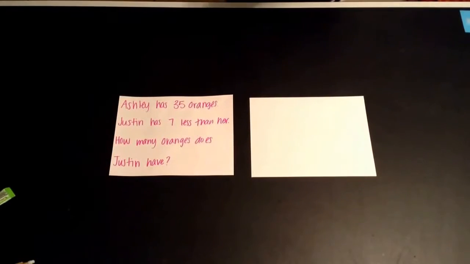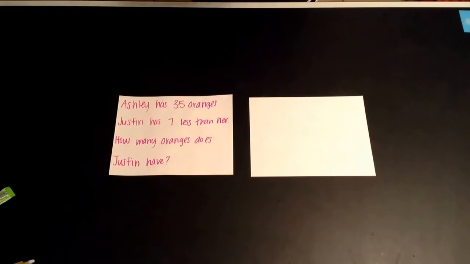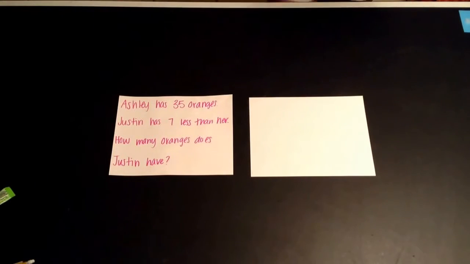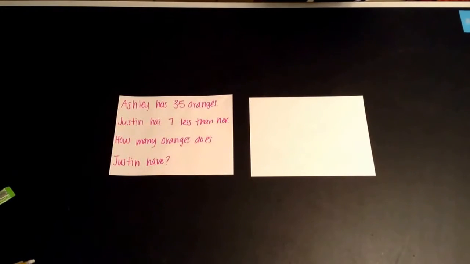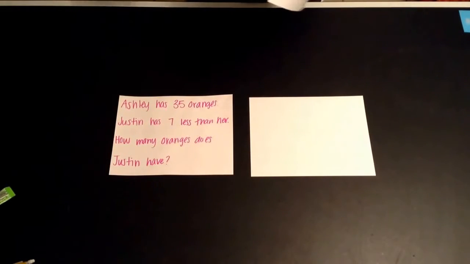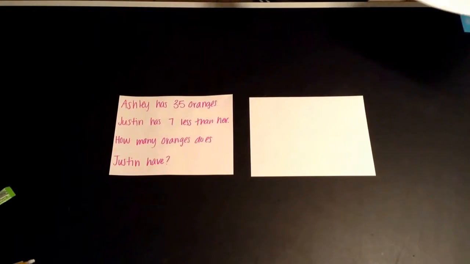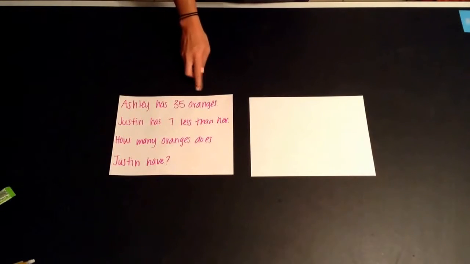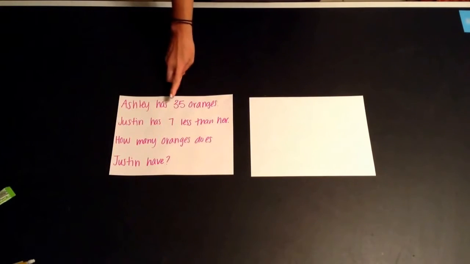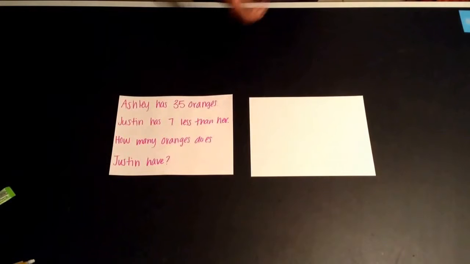Today we're going to be learning how to use subtraction using the linear model. So what that means is we're going to be given a problem that has subtraction in it, and instead of just writing it down on a piece of paper, we're going to actually work it out. So we have a problem. It says Ashley has 35 oranges. Justin has 7 less than her. How many oranges does Justin have?